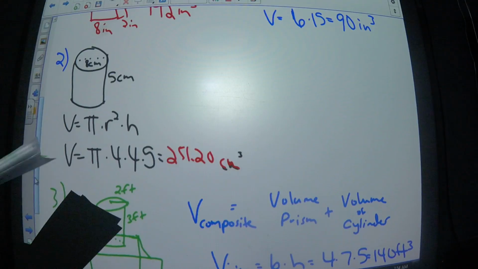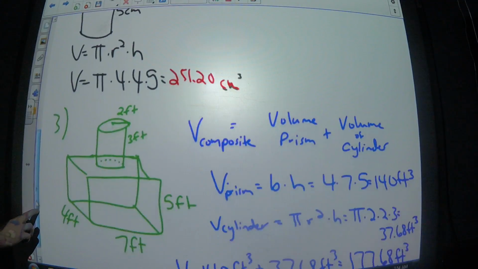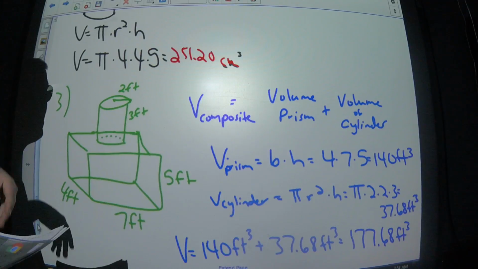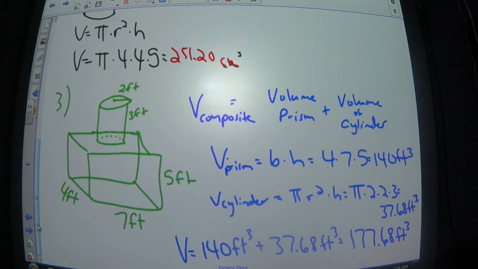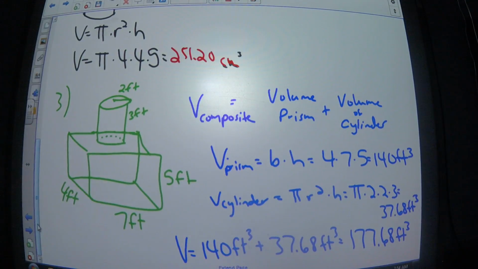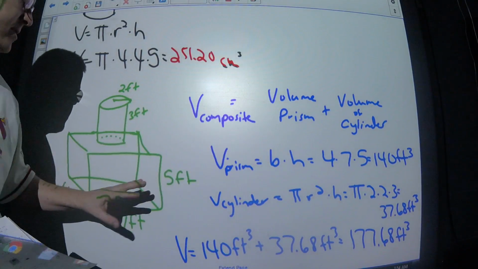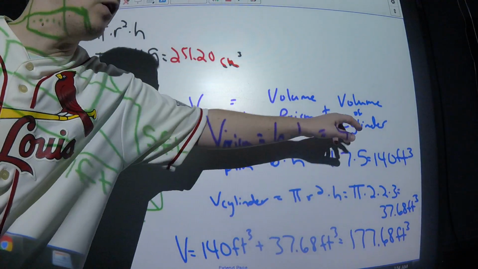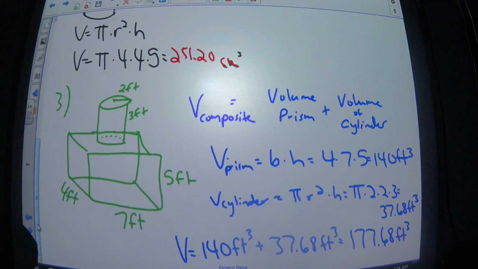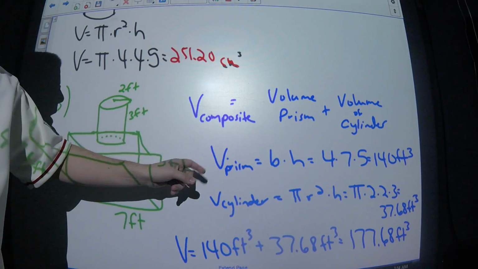Now, number 3 is your composite figure. So it's that irregular shape, and you make it into shapes that you can find the volumes of. Before we found the area of something, now we're going to find the volume of this three-dimensional shape, this box with the smokestack. To find the volume of this composite, you find the volume of the prism, which is your rectangle, and then the volume of your cylinder, which is the smokestack. Then you add those two together to get the volume of the composite.